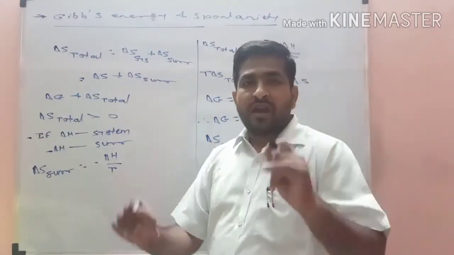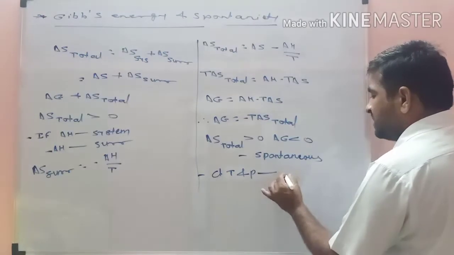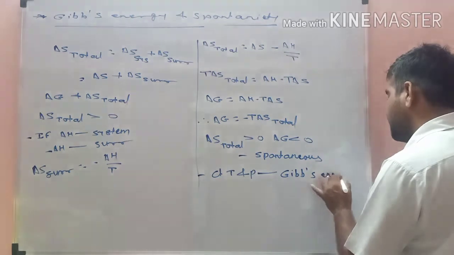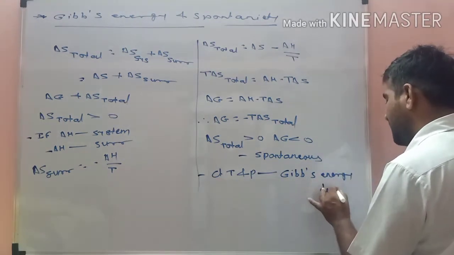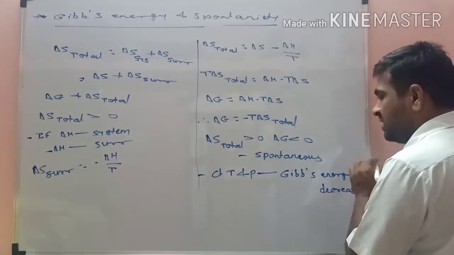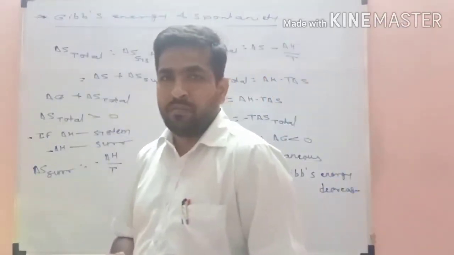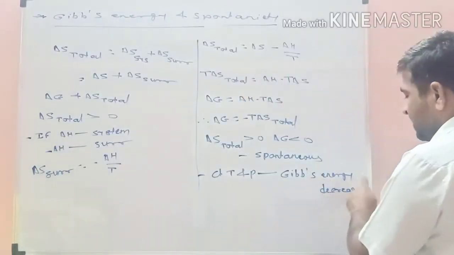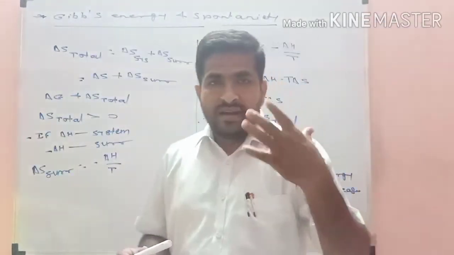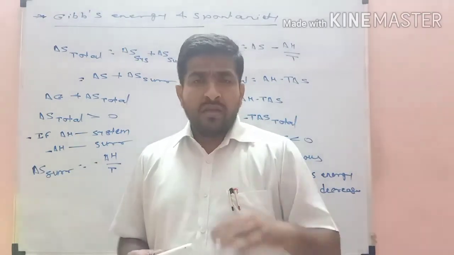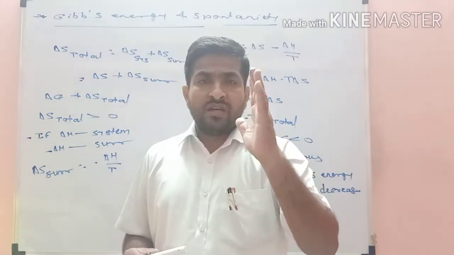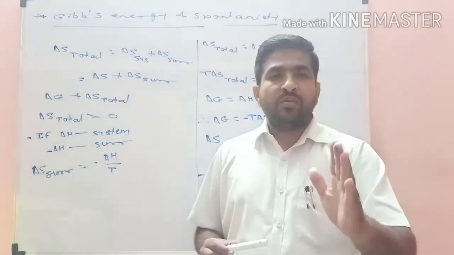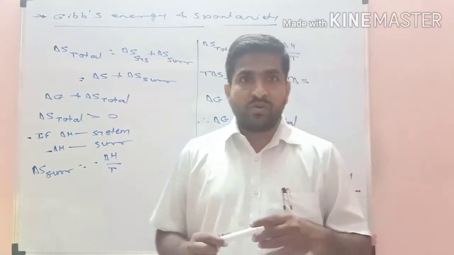In a spontaneous process, the Gibbs energy is क्या होती है? The Gibbs energy decreases. ख्याल में रखो, at constant temperature and pressure, in a spontaneous process, the Gibbs energy क्या होती है? Decrease होती है. Therefore, the second law of thermodynamics leads to the condition of the spontaneous process.